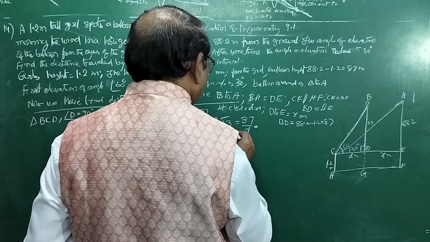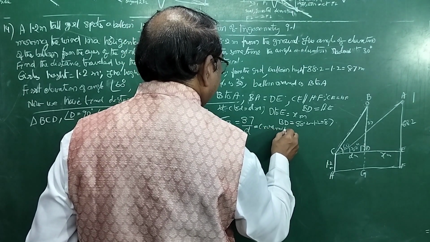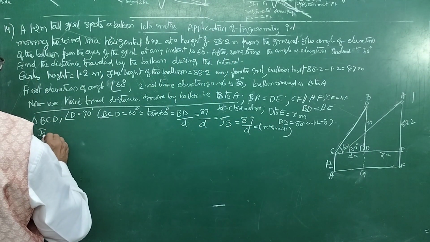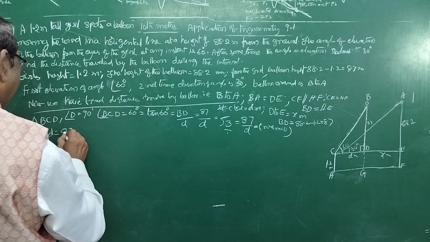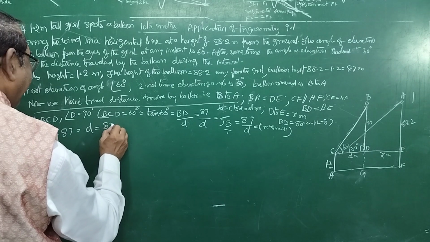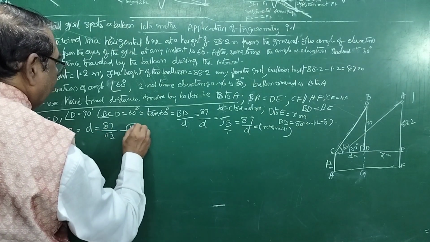Cross multiplying, root 3 into d is equal to 1 into 87. But we want the d value. d is equal to 87 by root 3. That is the first one.